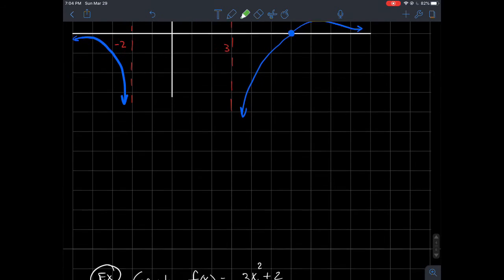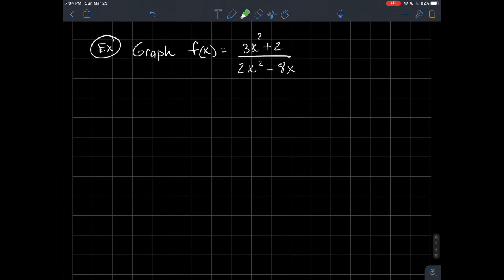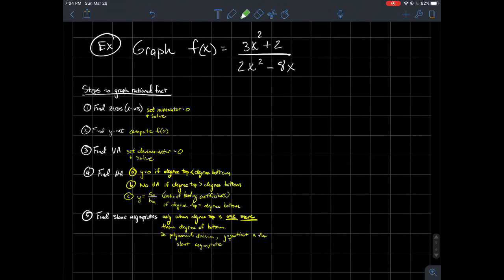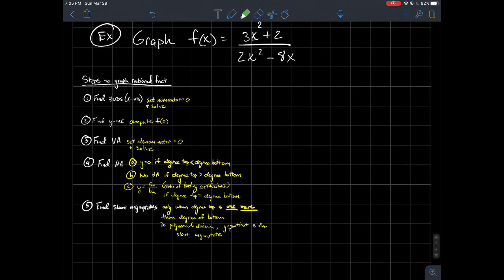Let's try and do another example. So we're going to graph (3x squared plus 2) divided by (2x squared minus 8x). I've done the same thing where I've tried to write this kind of tiny, and we'll just do each piece one at a time.